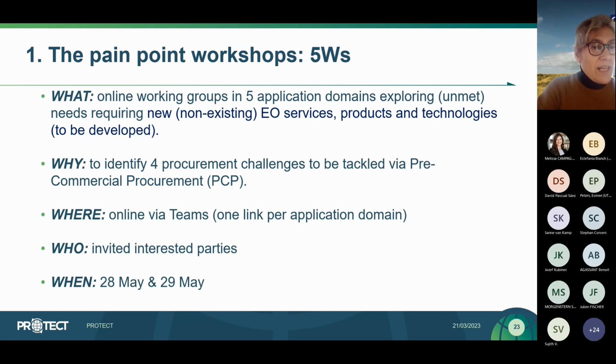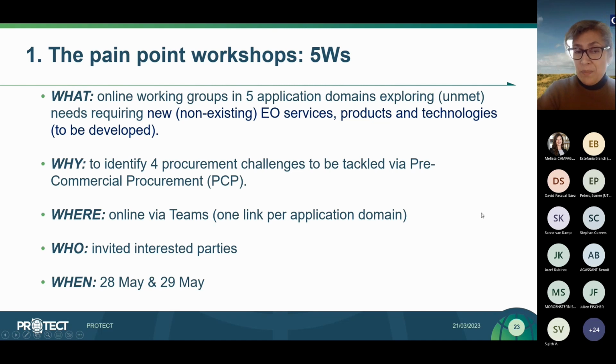And in principle, we would like to have at least 1 procurement challenge for each of the application domains. Where are these workshops going to take place? These will be online via Teams, and we will have 1 link per application domain and 1 time slot for each application domain. So many of you have already received, or probably all of you have already received this invitation to join the Teams and have accepted it. But in case you have not received it yet, you can contact me, contact also PROTECT, and we will send the link to you. At the end of the presentation, we also have the links to join each of the working groups by application domain.